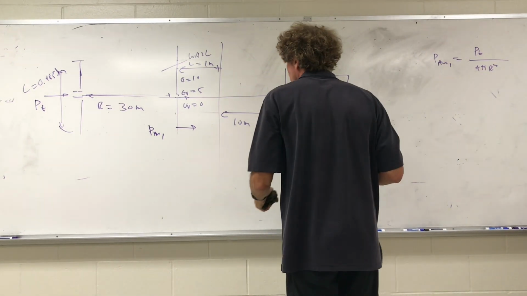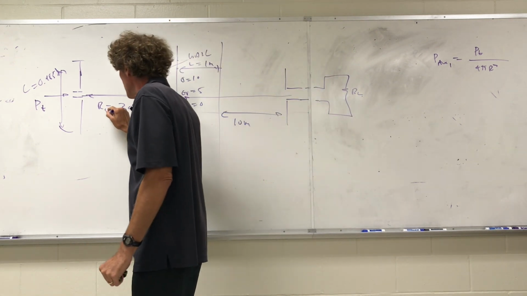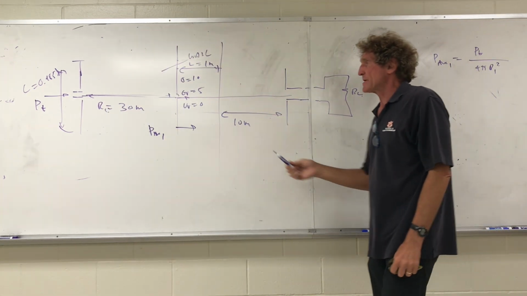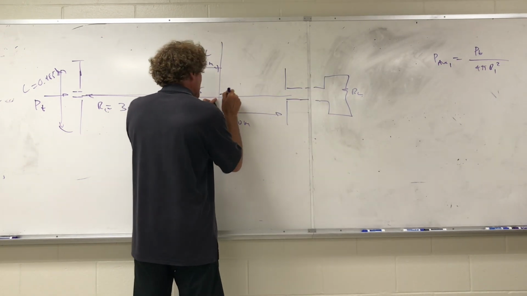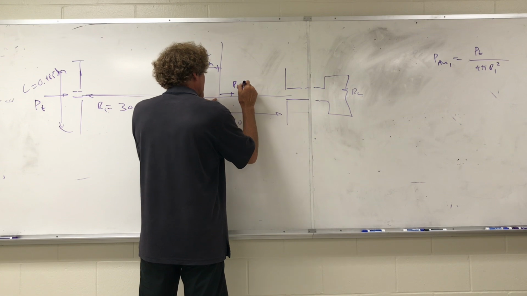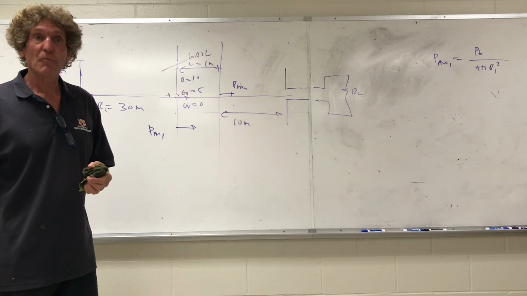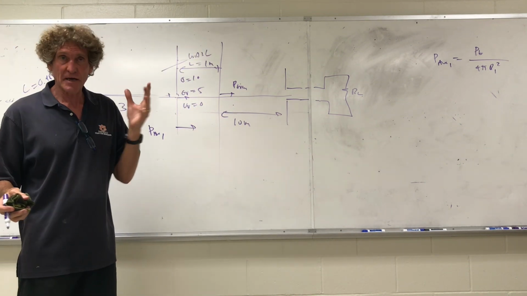And that's 30, but I'll call this R1. R1 squared. Now that's the power density right here, right? Now what do you really need? I need the power that's coming out this end, P transmitted, right? Isn't that what I ultimately want? So how do you get that?